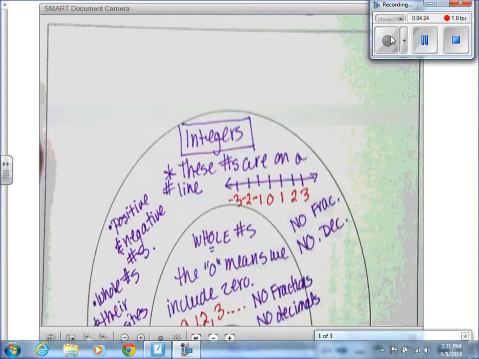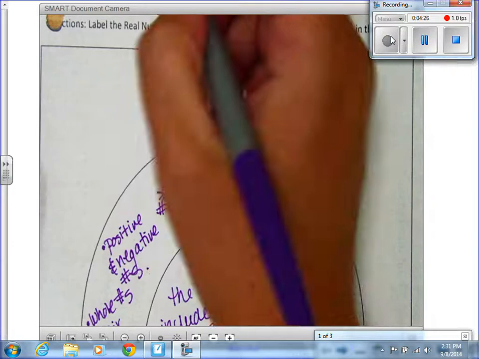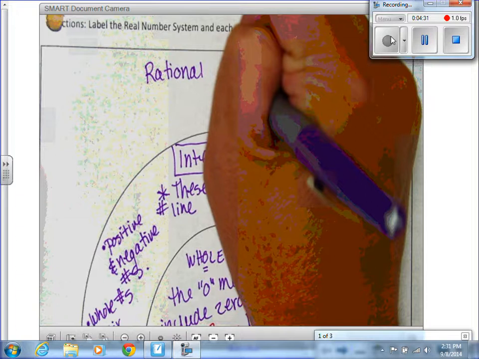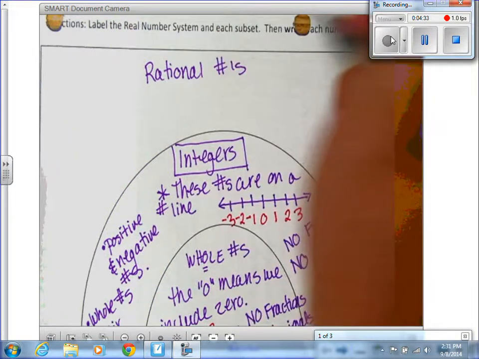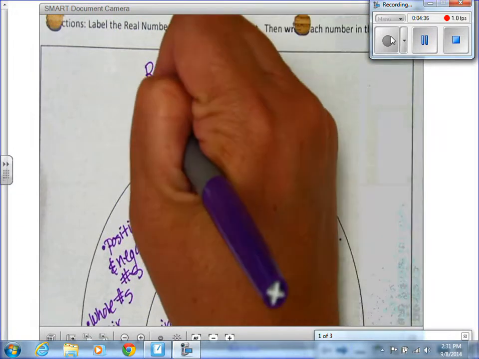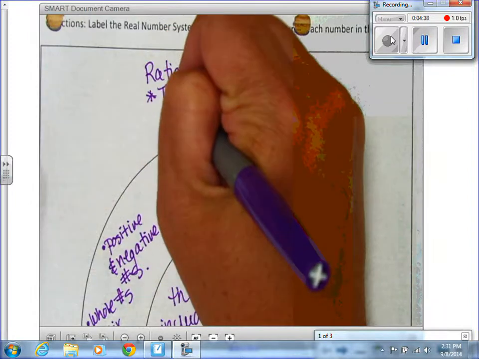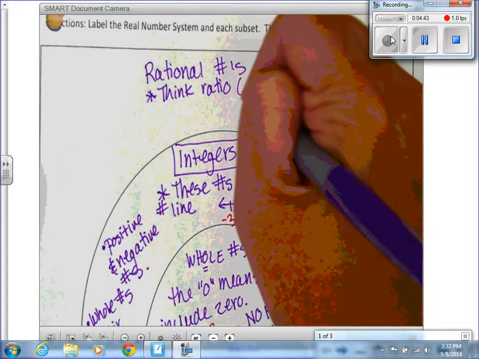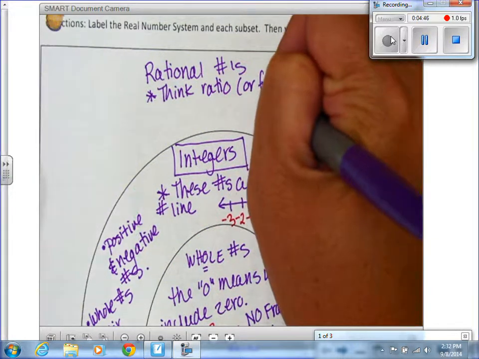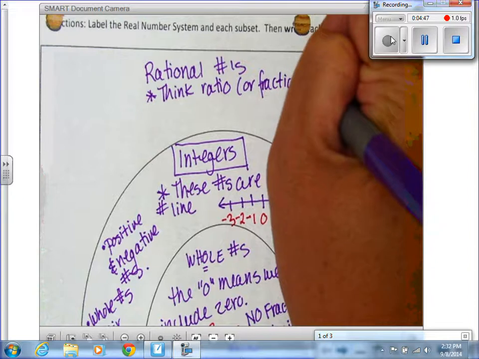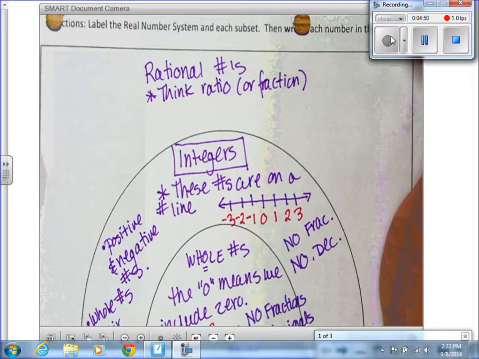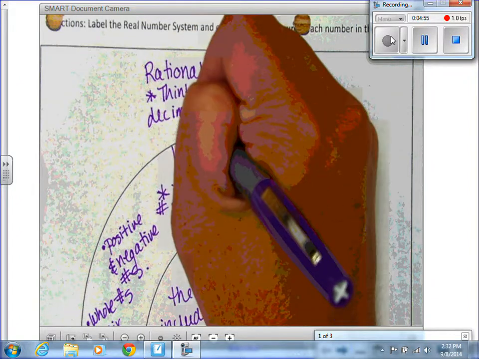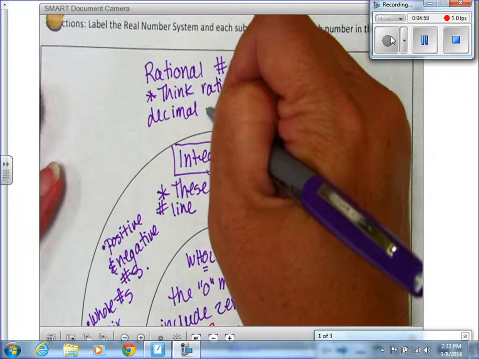So our last thing here is our rational numbers. The key word here with rational is ratio. So you should be thinking, can I write this number as a ratio? Another way to think of that is, can I write it as a fraction? These also include decimal values. So here is where we finally have our fractions and decimals.